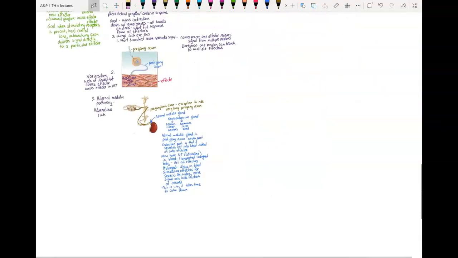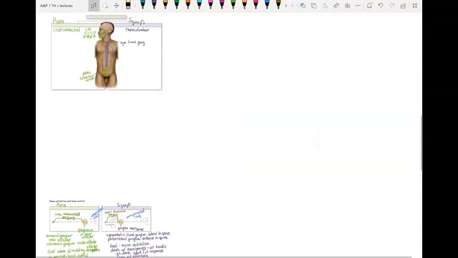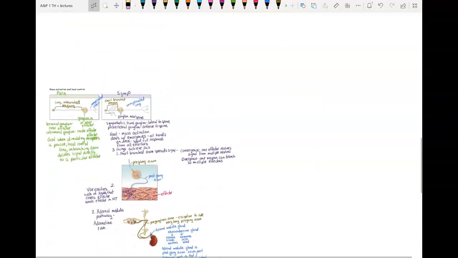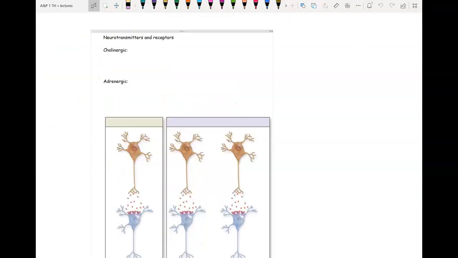So there's a comparison of the way sympathetic and parasympathetic are structured and how their structure is different from each other. Now we're going to look at neurotransmitters and receptors. So the autonomic nervous system is neurons stimulating each other and effectors. So remember, whenever a neuron stimulates something, it does so by secreting neurotransmitter. So we have two different neurotransmitters.